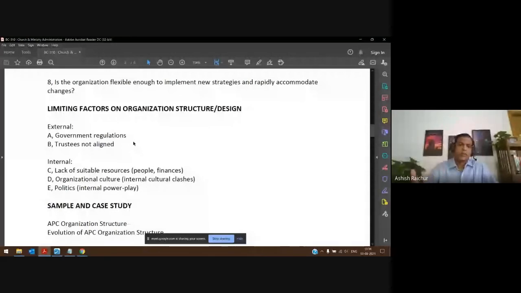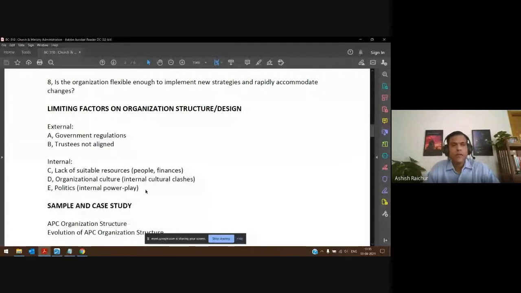is not allowed to do certain things. You know, we can't take people's money and invest it in certain areas. So those kinds of things are ruled out, and a religious organization cannot do A, B, and C. So automatically, based on regulations, you have to make sure that your structure is in a certain way. Sometimes there could be trustees who are not aligned to the way certain things should be done. So that could also be a limiting factor.